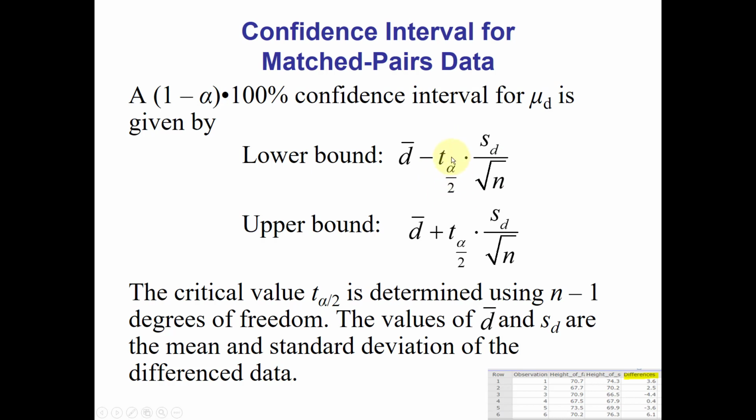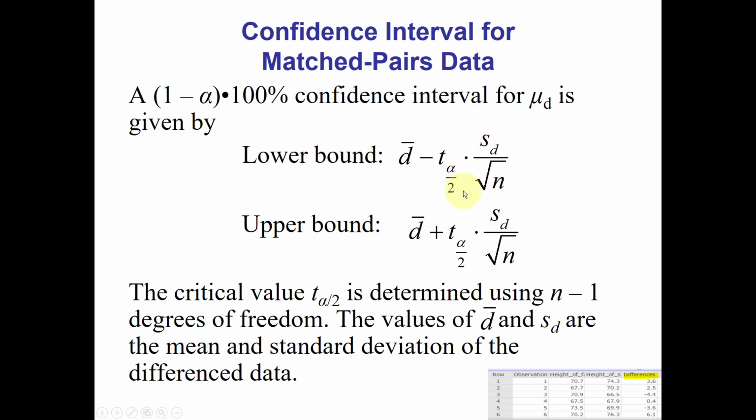What this is, this t sub alpha over 2, this tells me how many standard deviations wide the margin of error needs to be to match a given confidence level. Look what I'm talking about. This multiplication, t sub alpha over 2 times this other expression here on the right, that's the margin of error. Point estimate minus the margin of error, point estimate plus the margin of error.